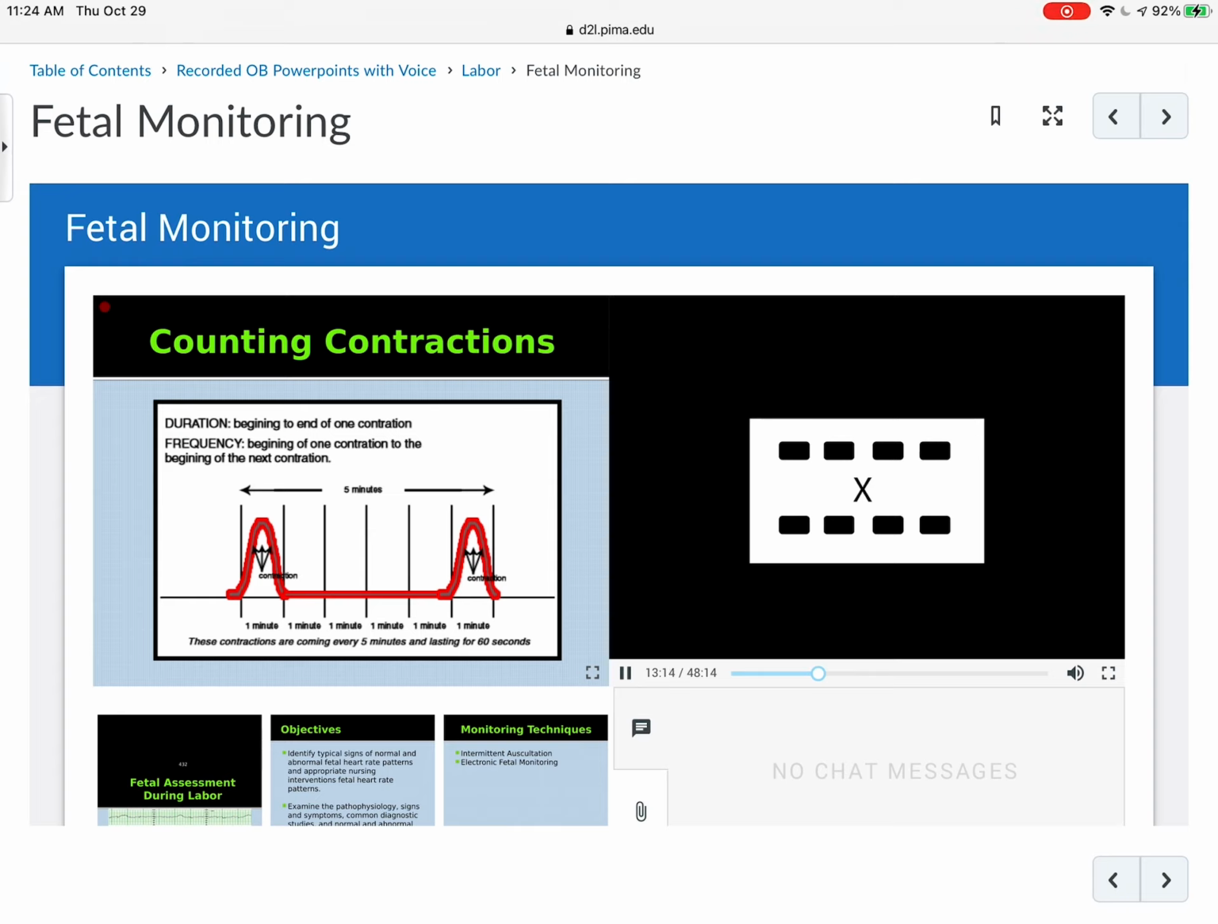And if you look at the 1 minute intervals, let's see how long it takes to get to the beginning of the next contraction. That would be 1, 2, 3, 4, 5 minutes apart, because they're 5 minute intervals from the beginning of one to the beginning of the next. And you can see that those contractions last 60 seconds. I wish it was all that clearly stated, but sometimes you'll see on some future slides that it's hard to pick up contractions if it's not an internal monitor.